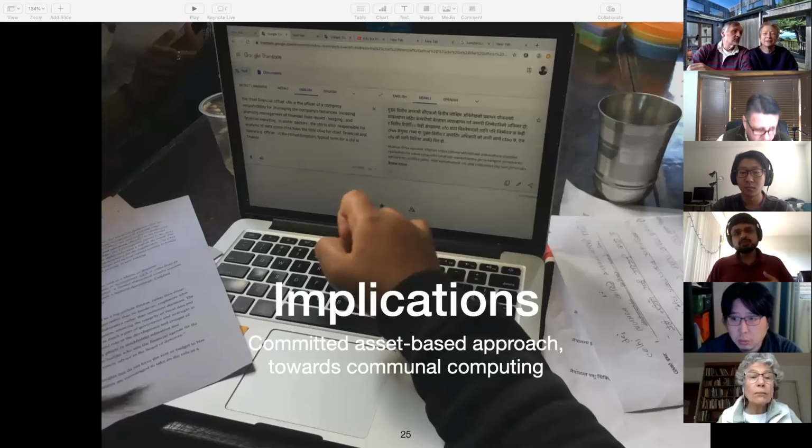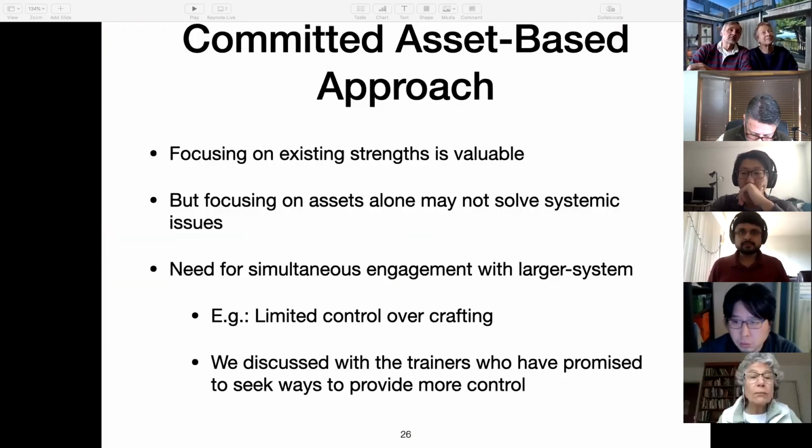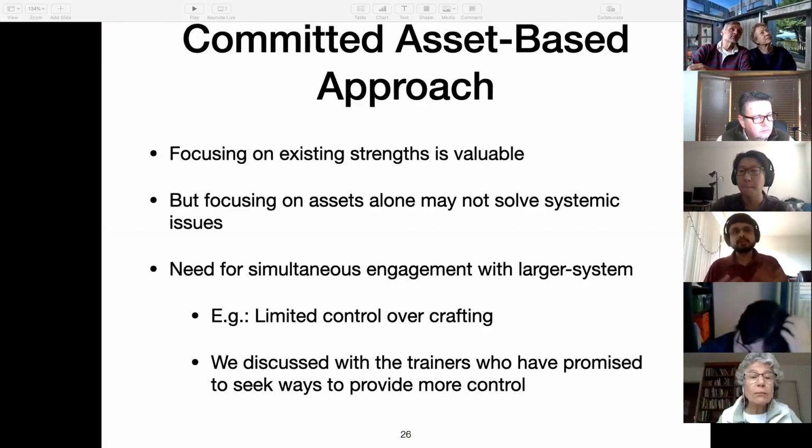Now I'd like to move on to draw out some of the aspects of our work that I think could inform future work with vulnerable populations. First, we strongly argue for an asset-based approach. Focusing on the strengths that the community possesses can help empower individuals within the structure. Having said that, focusing on assets alone may not solve the larger systemic issues that have resulted in the population's vulnerability in the first place. There is a need for long-term committed engagement that simultaneously addresses larger system issues.